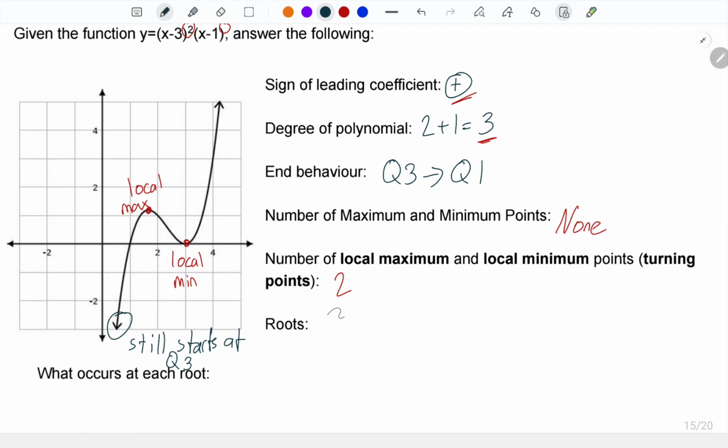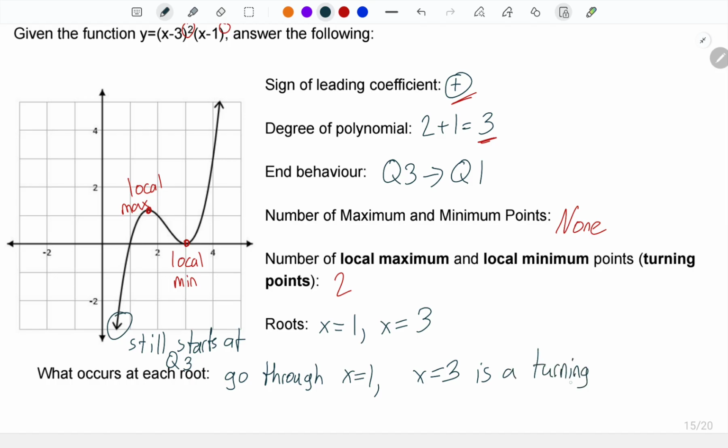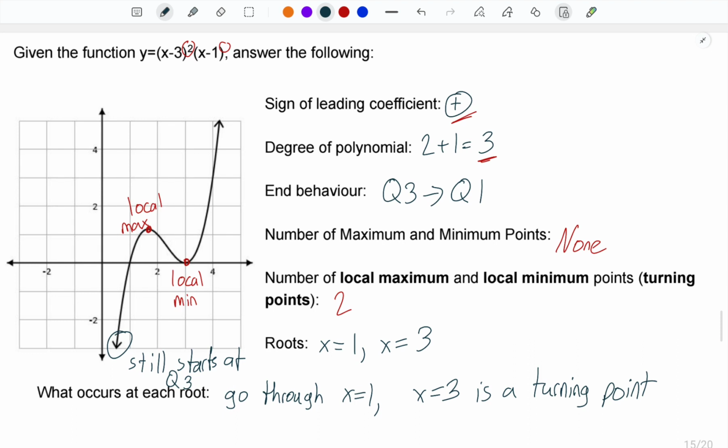And then the roots. So in this case we have, as in the x-intercepts, x equal to 1 and x equal to 3, it looks like. All right, so what's happening here? We only have 2 roots this time. And we go through x equal to 1. But if we look at x equal to 3, it's a turning point. So that's a little different than what we had with the previous graph. And if you take a look at what's with our factored form there, x minus 3 squared, there's a little bit of a difference there.